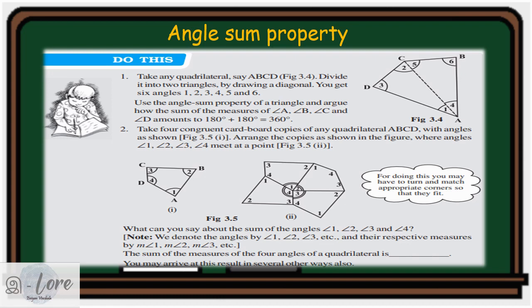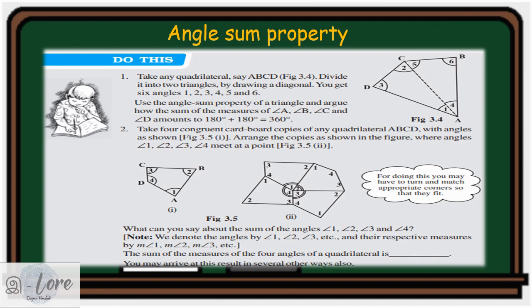We denote the measures of angle 1, angle 2, angle 3 and angle 4, and so on. The sum of the measures of the four angles of a quadrilateral is 360 degrees. So the angle sum property of the interior angles of a quadrilateral is 360 degrees. You may arrive at this result in several other ways too.